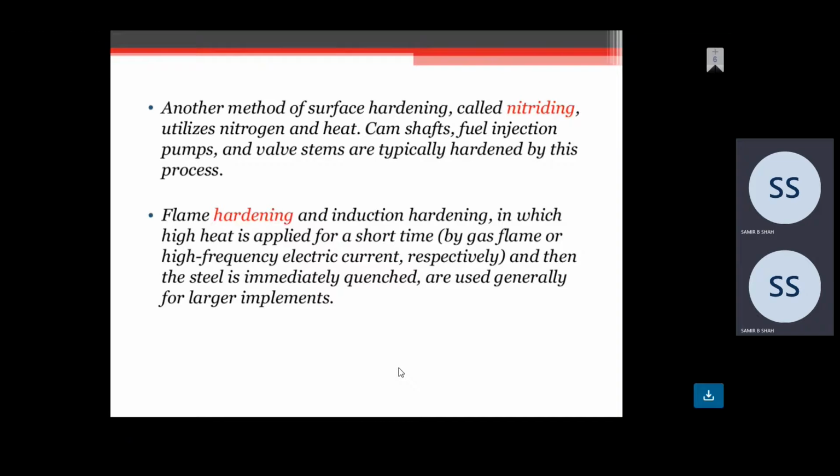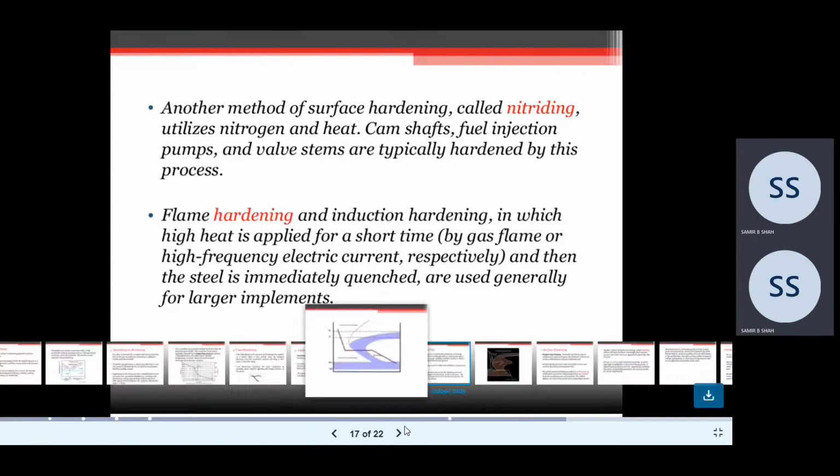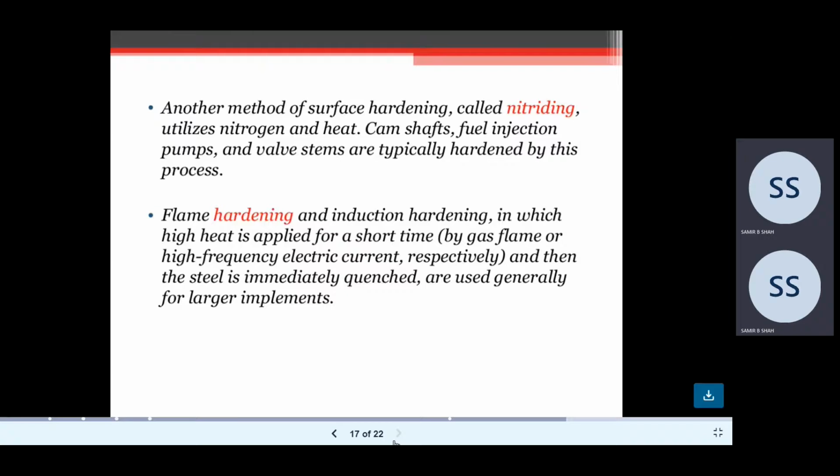And flame hardening and induction hardening, in which high heat is applied for a short time by gas flame or AC electric current, and then the steel is immediately quenched, which are used generally for larger implements.